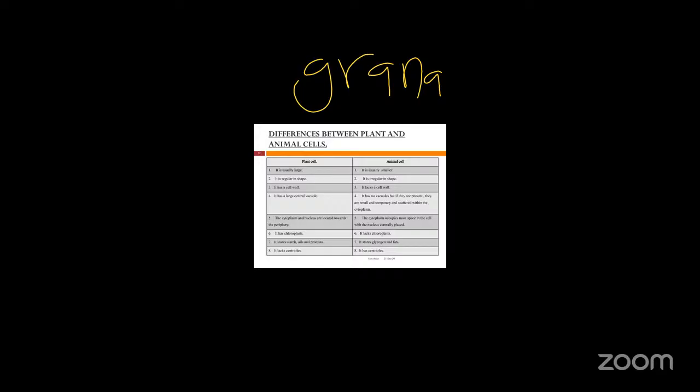While for animals, it is a bit irregular because it is made up of a cell membrane as the outermost wall. Then the other difference, a plant cell has a cell wall, while an animal cell lacks a cell wall. This is the outermost layer of a plant cell. And remember kindly that a plant cell wall is made of cellulose. That is important.